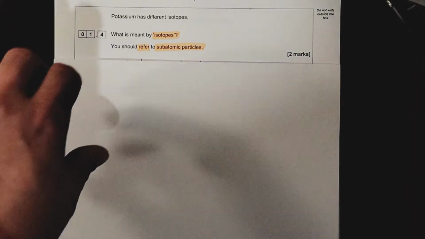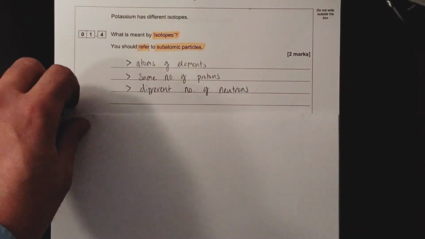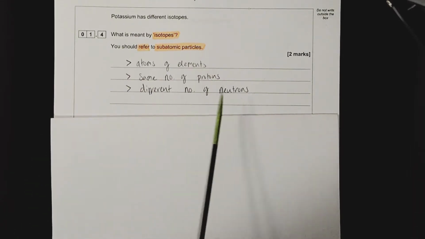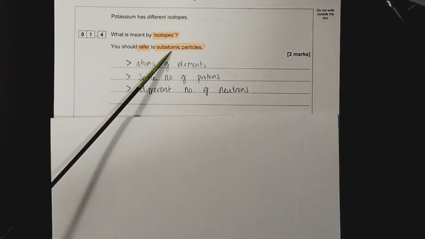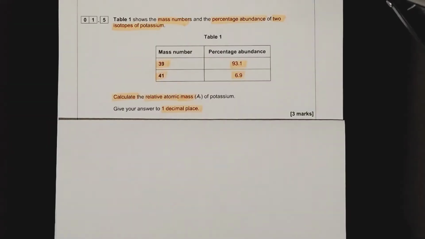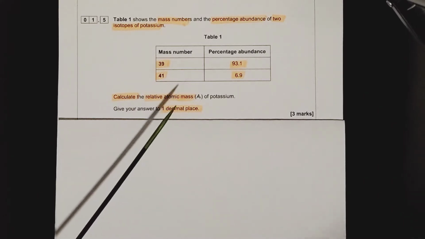Question 1 then moves on to isotopes. We're asked to explain what isotopes are, referring to subatomic particles in our answer. Well, isotopes are atoms of elements that have the same number of protons and therefore are the same element, but a different number of neutrons and therefore a different mass number. We have to make reference to subatomic particles, hence same number of protons but a different number of neutrons is what isotopes are.